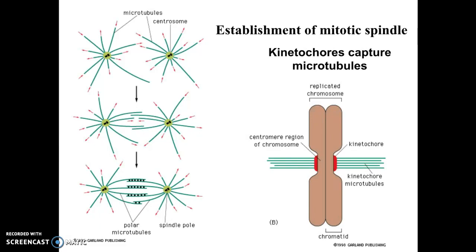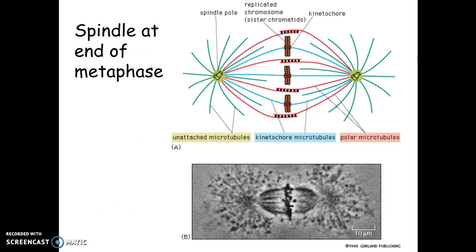So establishment of the mitotic spindle and kinetochore capture of microtubules is a very important part of the progression between prometaphase and anaphase, how we get the chromosomes to align at the metaphase plate during metaphase. The events of anaphase also are very microtubule heavy.